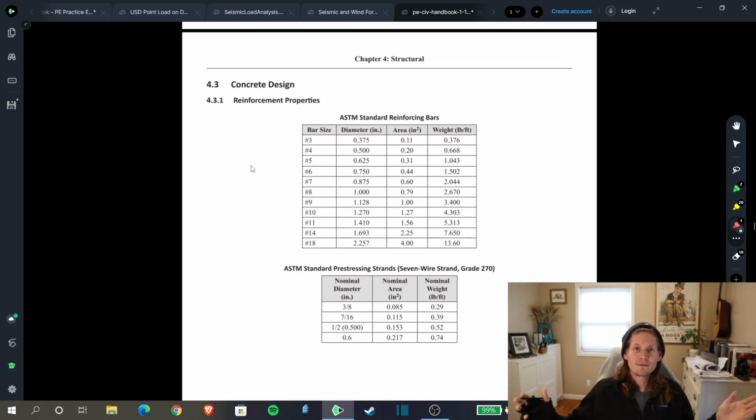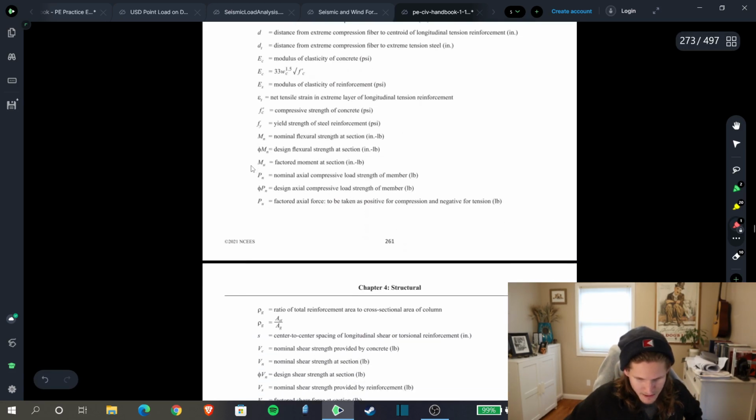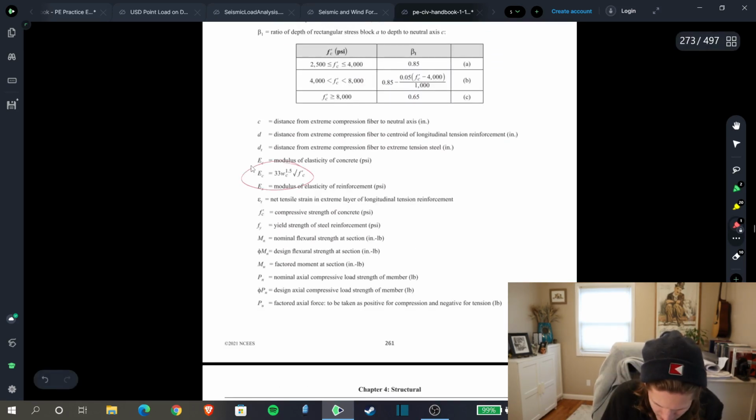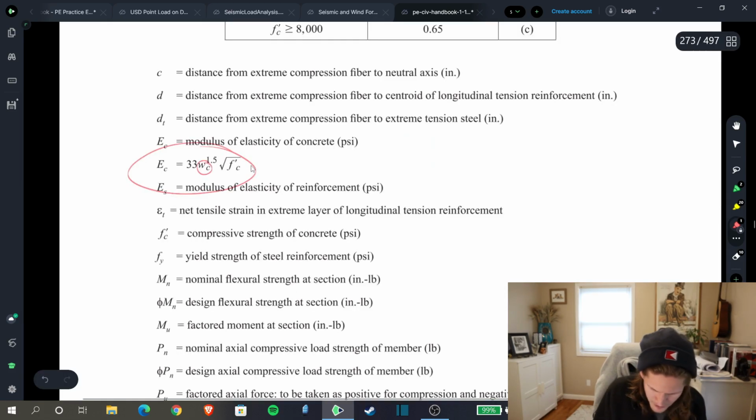If the ACI is not available to you, it's located in chapter 4, right here, 4.3. Crazy enough, you get to the end of section 4.3, and it goes over some brief design equations for a reinforced concrete beam. And they define all of your variables, which is really great. One that I do want to circle here is your modulus of elasticity of concrete. They give you this equation with WC.